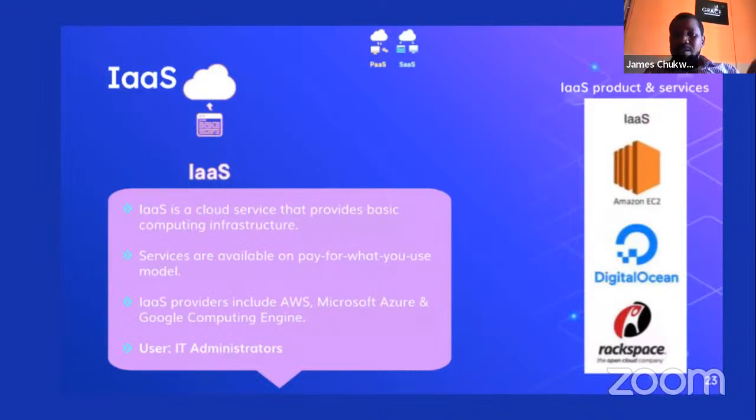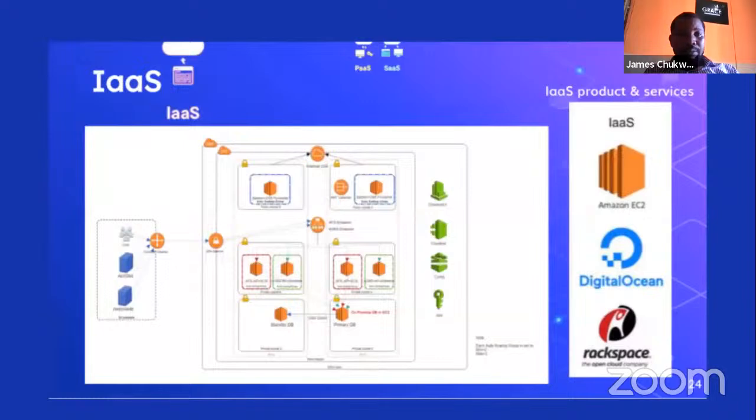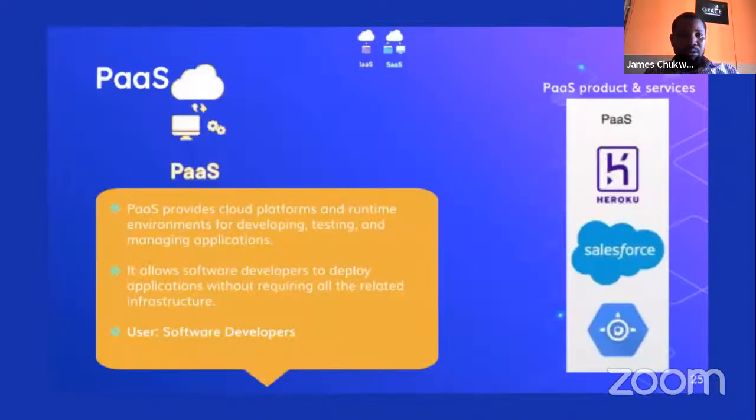So don't forget, infrastructure as a service is a cloud service that provides basic computing infrastructure. Those are what they provide. And the services are available on a pay-for-what-you-use model. We're giving you examples of what the providers are like. I've explained that already. So the platform as a service.